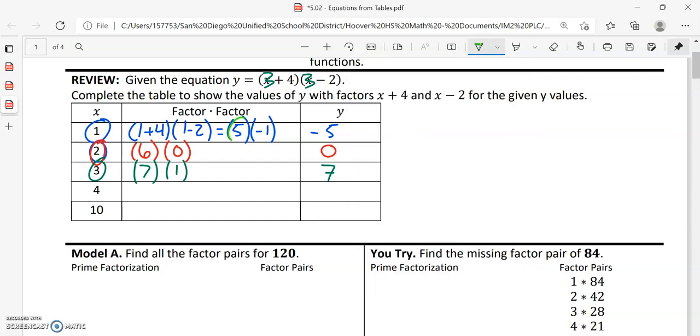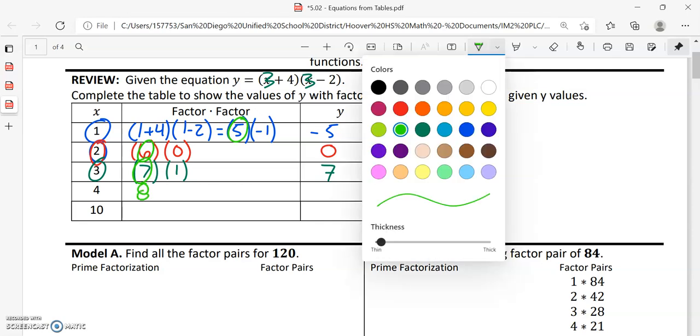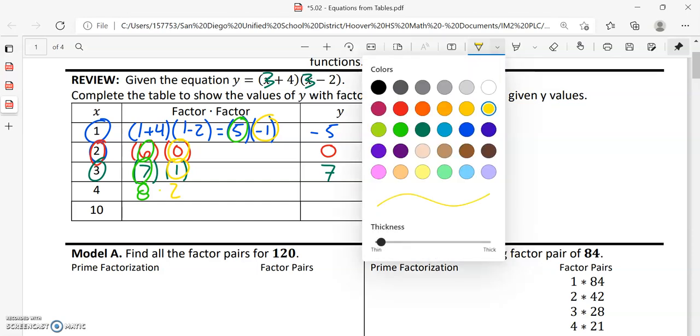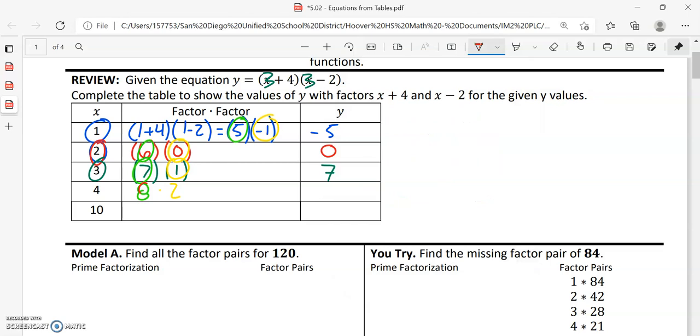In bright green, we have a 5, a 6, and a 7. So what's next? 8. And then in yellow, negative 1 counts up to 0 and then to 1. So our next number is going to be 2. I'll fill that in with the red so it's easier to see. So 8 times 2 is 16.